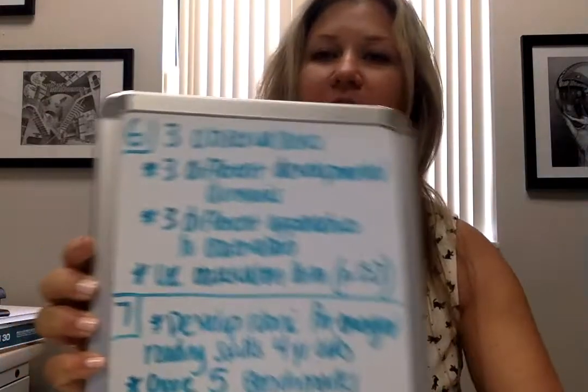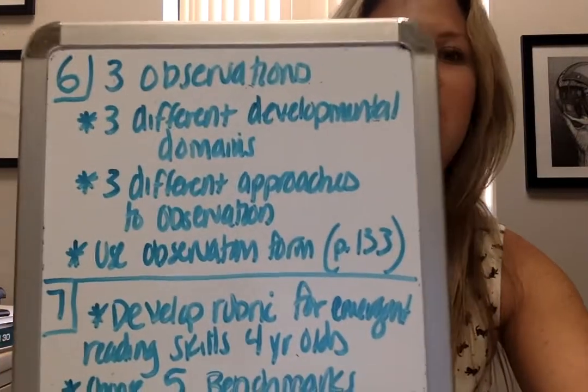Hi everyone, just wanted to give you a quick explanation of assignments 6 and 7. They're both due by Sunday at 11:59. So for assignment 6, I'm asking that you do 3 observations.